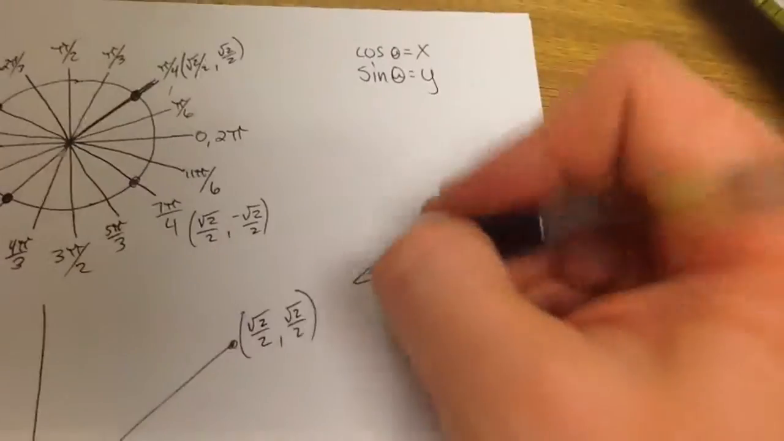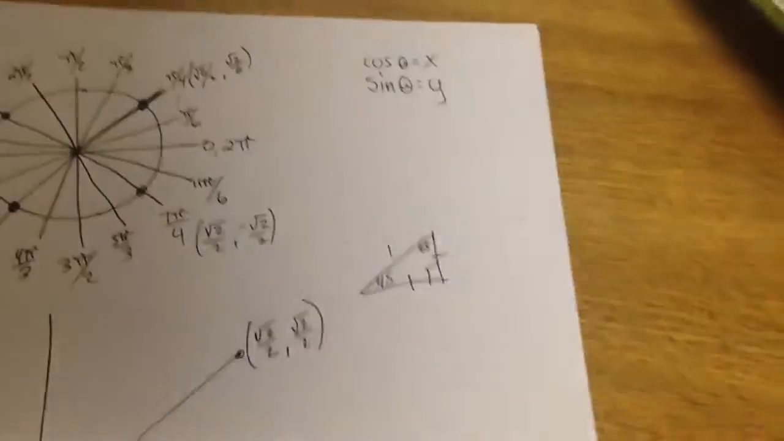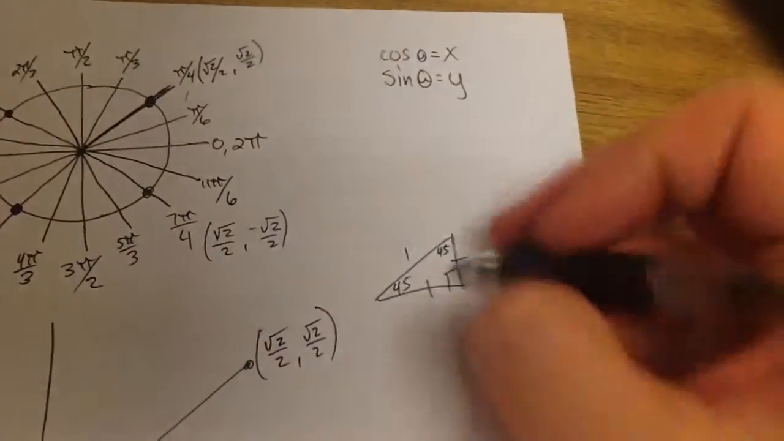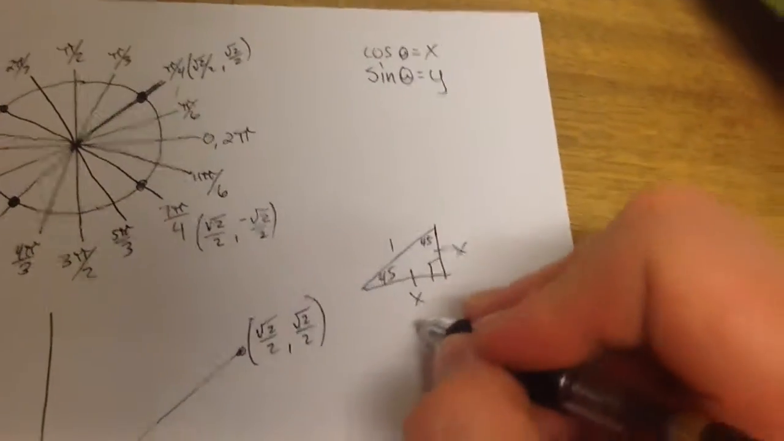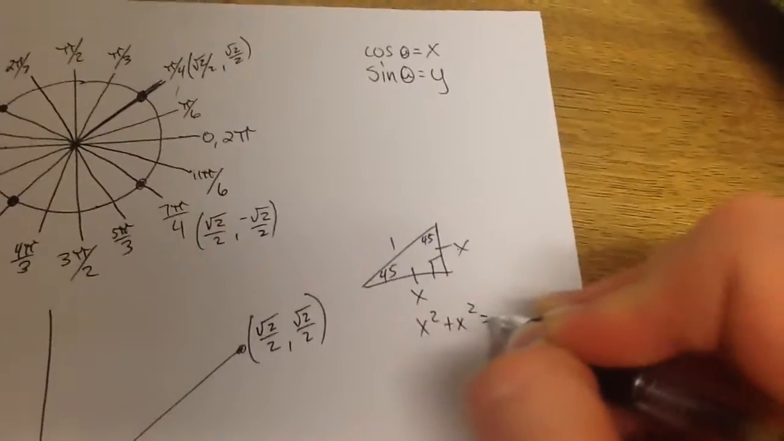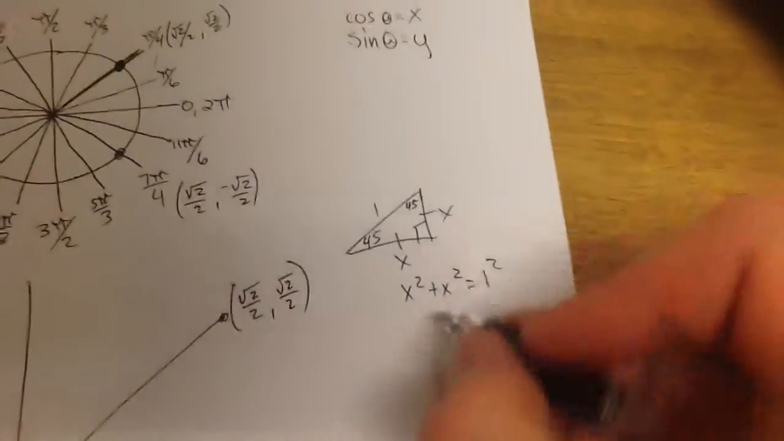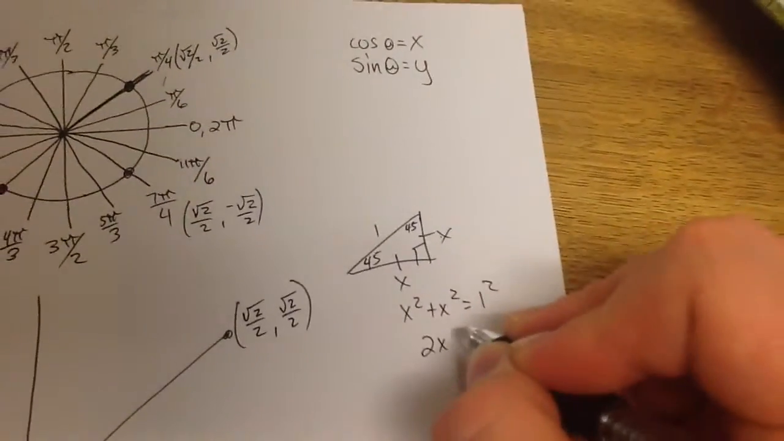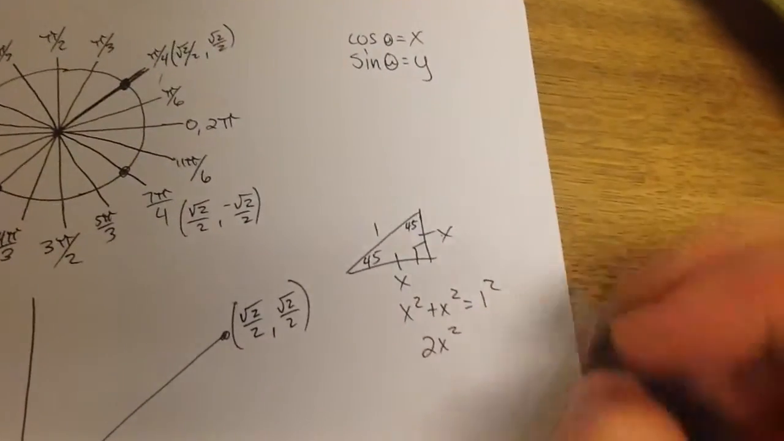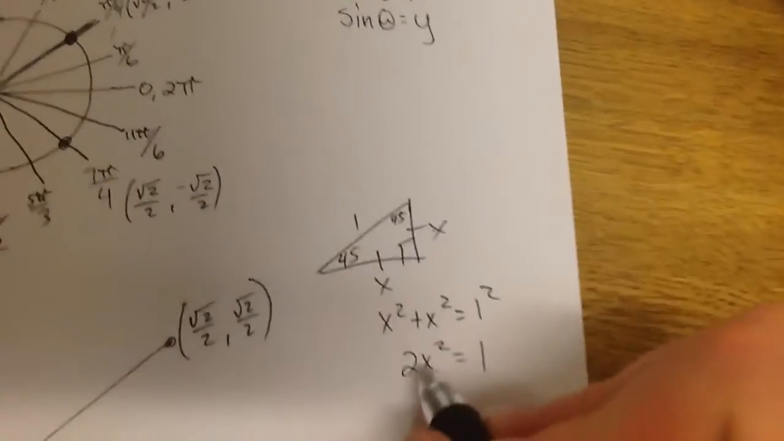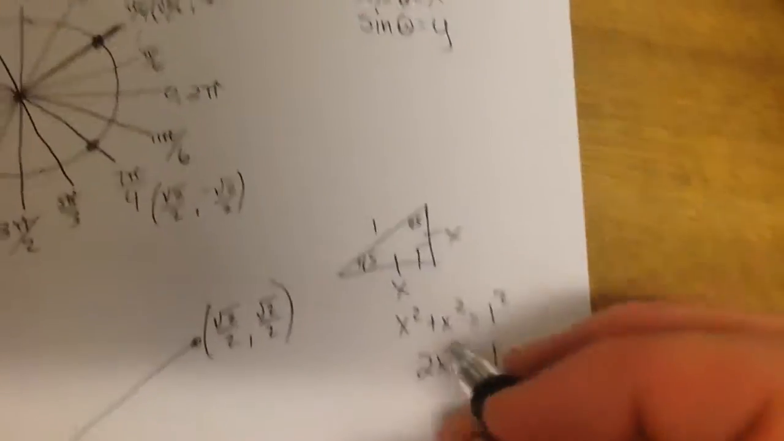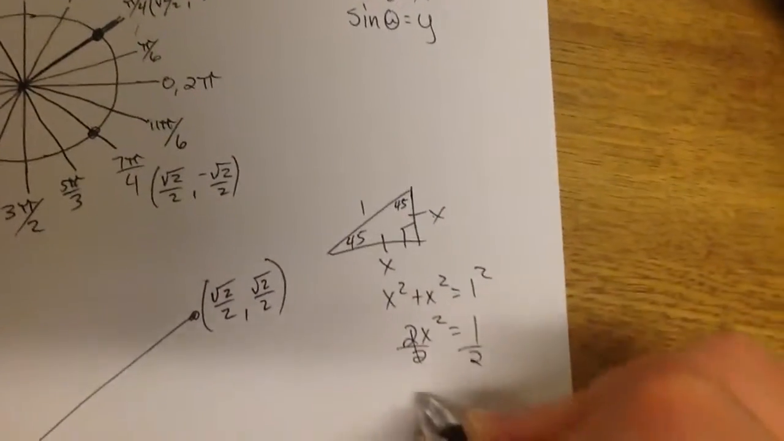Well, think about a 45, 45, 90 triangle. Radius is 1, so these are the same. We'll call it x and x. Now if I do the Pythagorean theorem, x squared plus x squared equals 1 squared. Well, x squared plus x squared is 2x squared. Okay, sorry about that. Where were we? 2x squared equals 1.